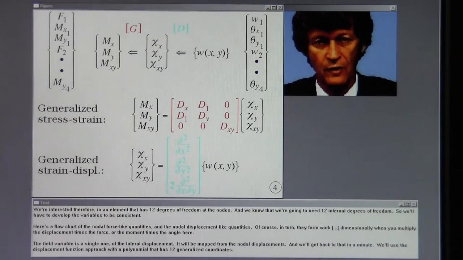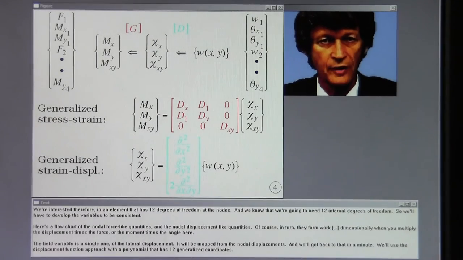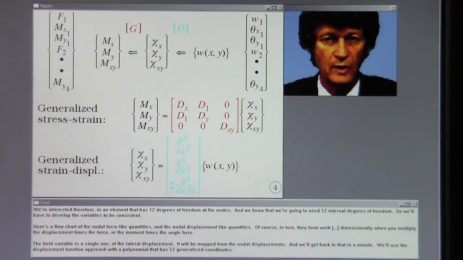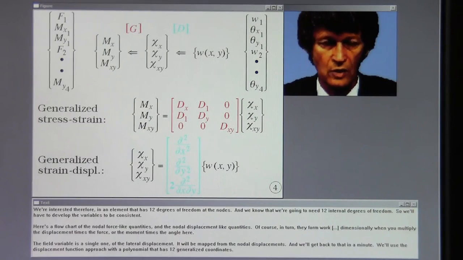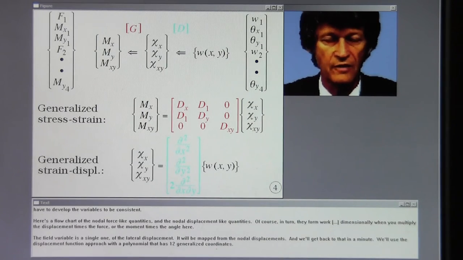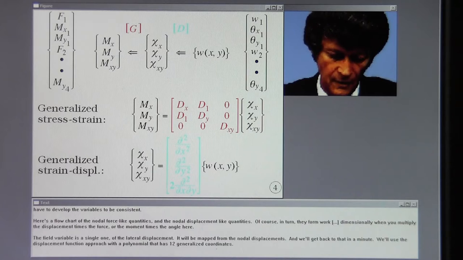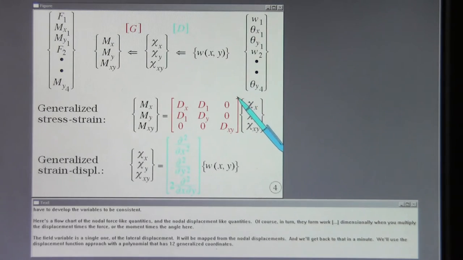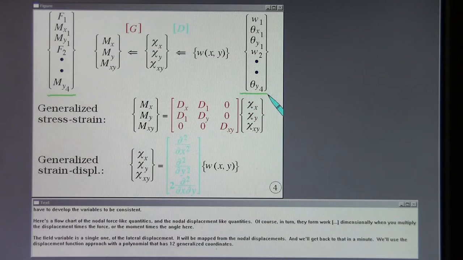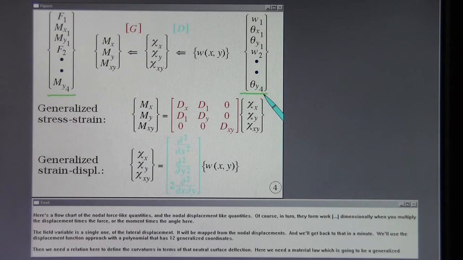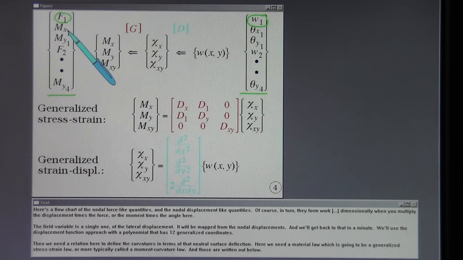We're interested, therefore, in an element that has 12 degrees of freedom at the nodes, and we know that we're going to need 12 internal degrees of freedom. So we'll have to develop the variables to be consistent. Here's a flow chart of the nodal force-like quantities and the nodal displacement-like quantities. Of course, in turn, they form work dimensionally, when you multiply the displacement times the force, or the moment times the angle here.